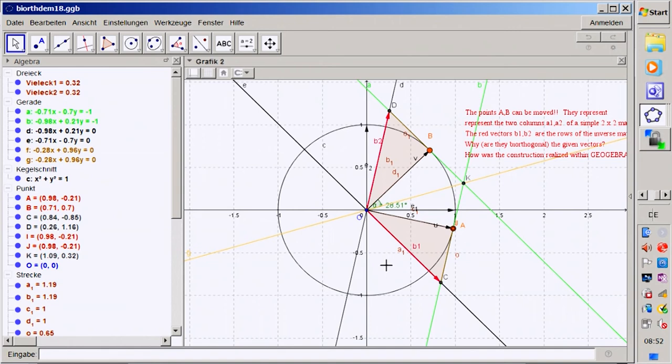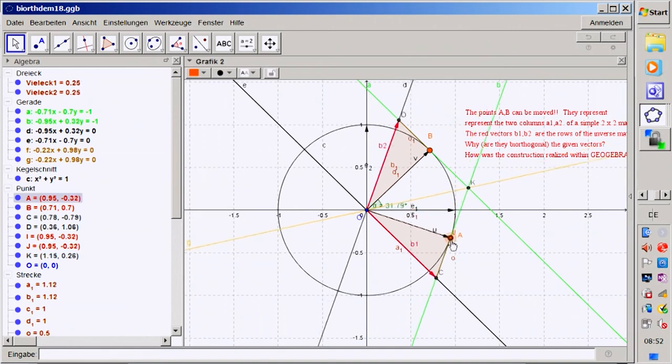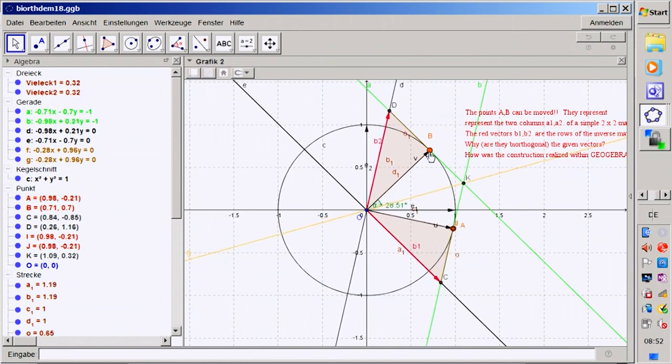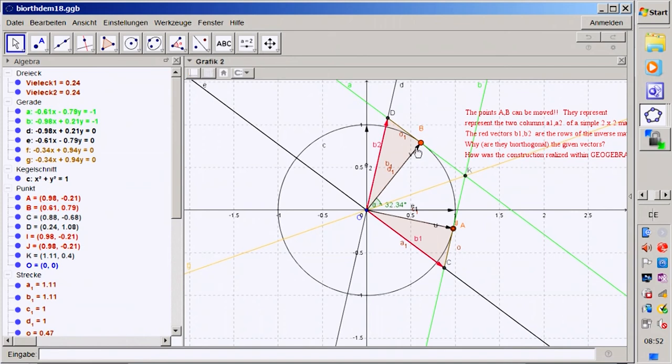Now, these things can be moved on the object. So you can move these things, and the red arrows are now the entries of the biorthogonal system. We should say that's the rows of the inverse matrix. So from this interpretation, I claim I can even construct the row vectors of a 2 by 2 inverse matrix.